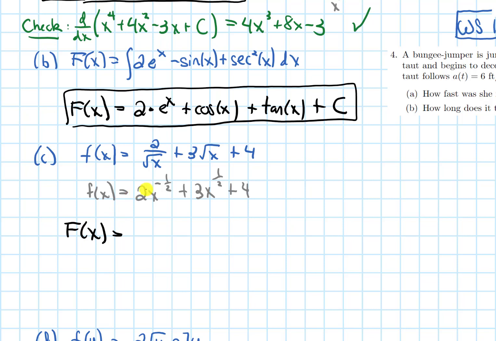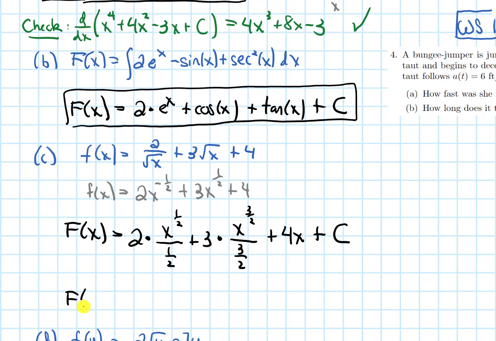So we do some reverse power rule. We'll get 2 times, add 1 to the power, x to the 1/2, divide by that new power, 1/2. For the next term, I get plus 3 times reverse power rule, x to the add 1 to the power, 3/2, divide by the new power, 3/2. And then the antiderivative of 4 is going to be 4x. And then I get my plus c, because it's a general antiderivative.